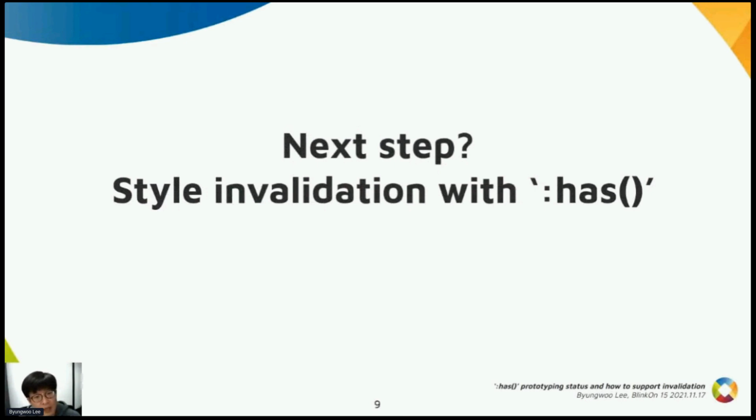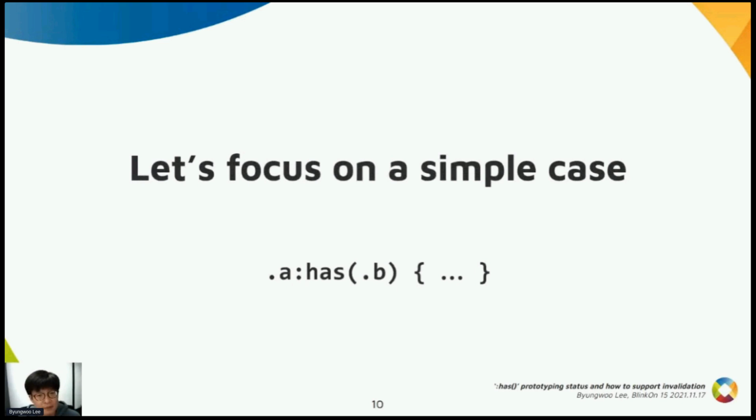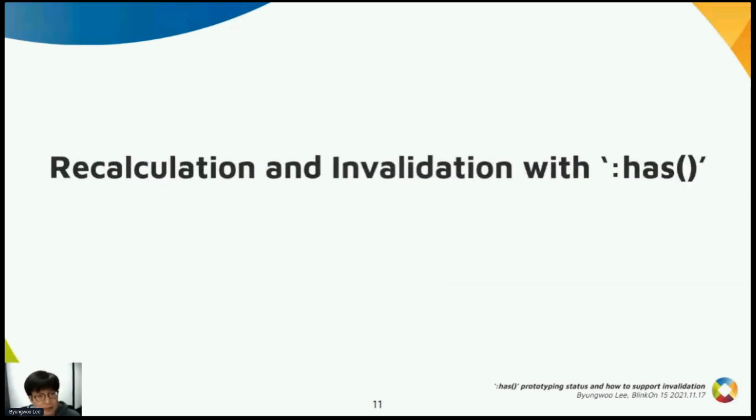Then how to support :has style invalidation? Before looking into this, it would be better to focus on the basics of style invalidation, which has to minimize variations as much as possible. So let's check the :has invalidation with this simple styler: .a:has(.b). First, we need to see how the :has pseudo class is involved in the style recalculation and style invalidation process.